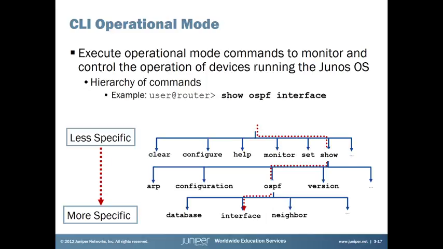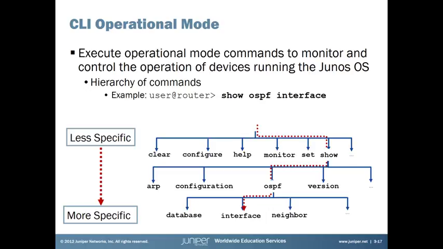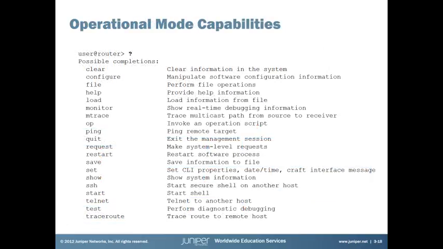I'm not just saying show OSPF, because it'll show me everything about OSPF, including the interfaces. If I just want to see the interfaces that are associated with that protocol, I would type in show OSPF interfaces. If I want to see everything about OSPF, I'd just type in show OSPF. Or I might go in and type show OSPF neighbors, for example, and I'd see my neighbors. So the configuration goes from less specific down to more specific.